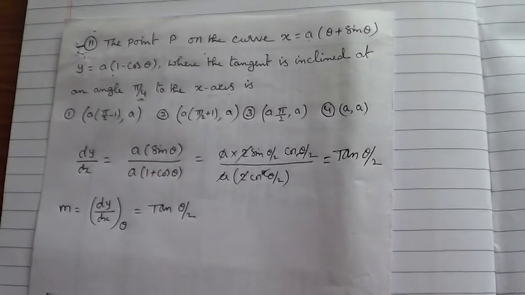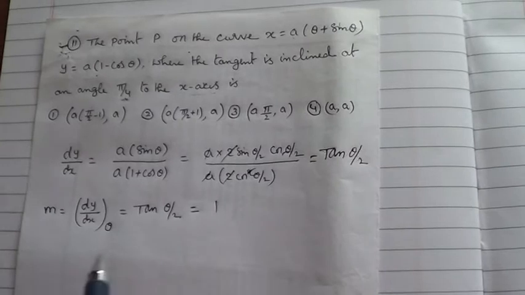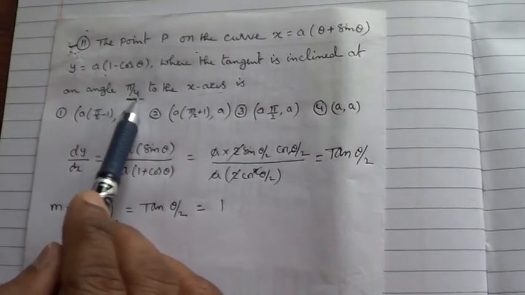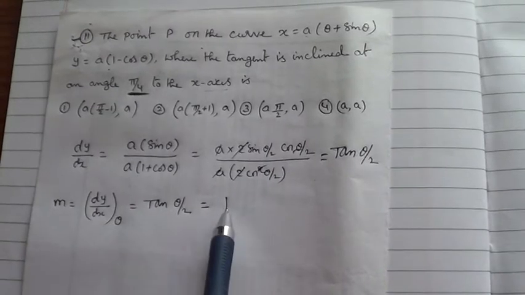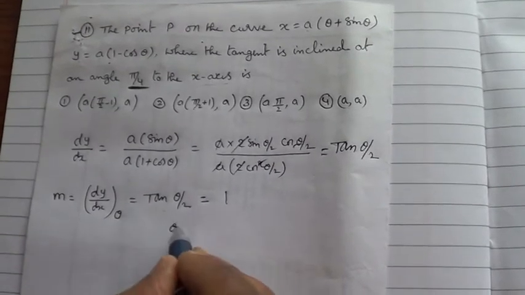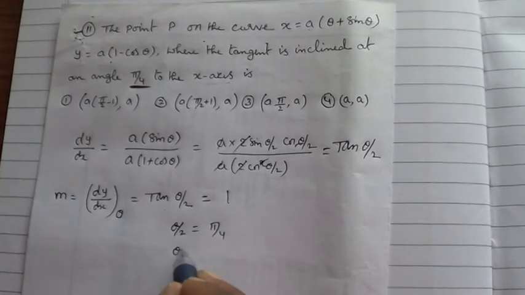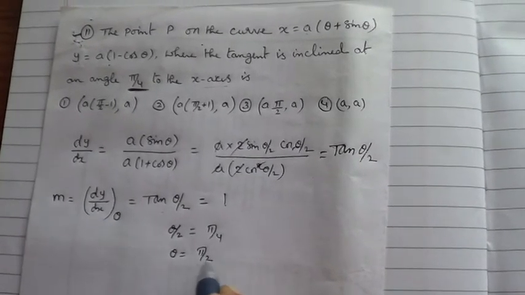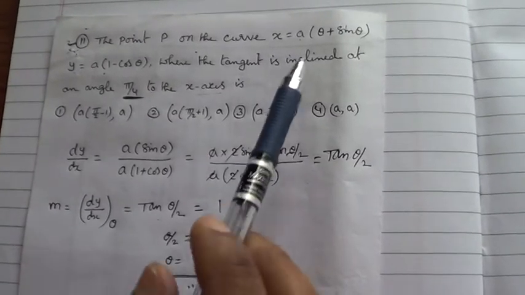But in the question that slope is given as 1, because inclination is given 45. Tangent inclination is 45 means the tangent slope is equal to 1. Tan theta by 2 is equal to 1 means we can say theta by 2 is equal to pi by 4. Theta is equal to pi by 2.